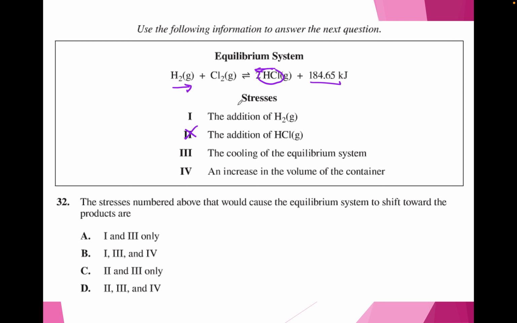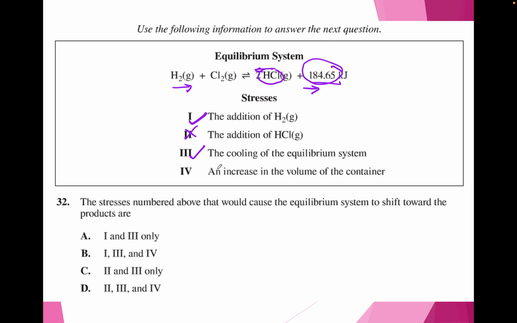Number 3, the cooling of the equilibrium system. Sometimes cooling can be a little bit harder. Think of it like concentration. If you added heat in, you would shift to the left. So instead, if we're going to cool it, we're going to shift to the right. We're taking heat out, so we're going to want to replace that heat. So that will cause a shift to the right.